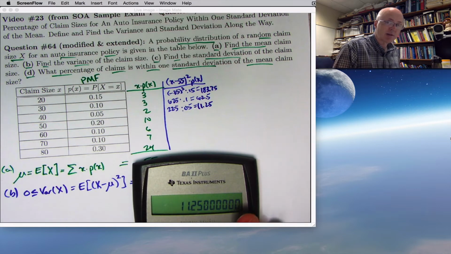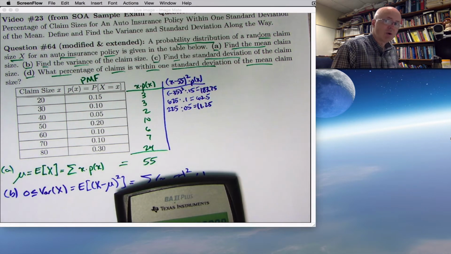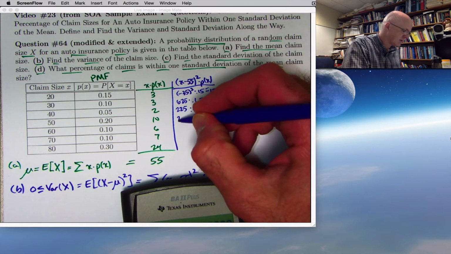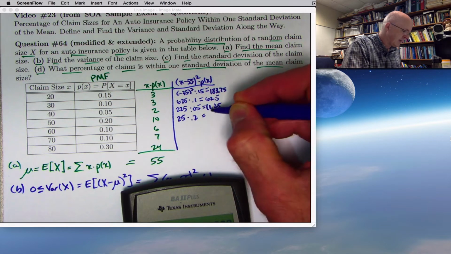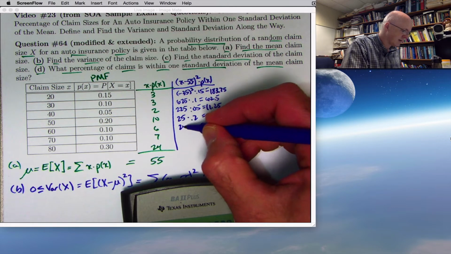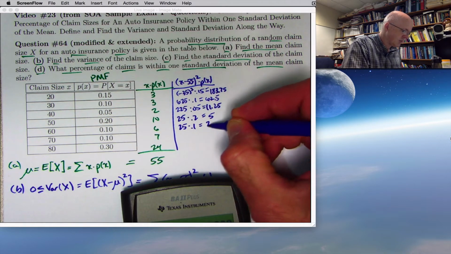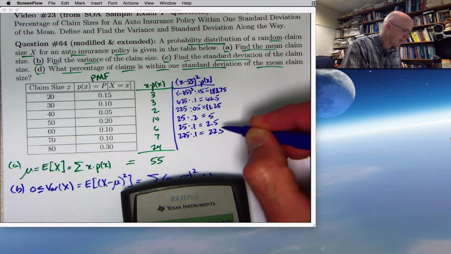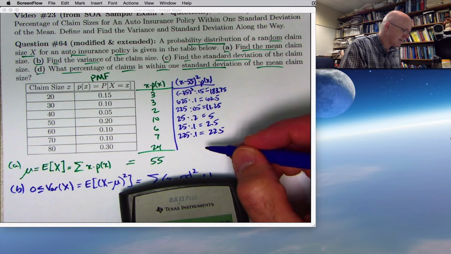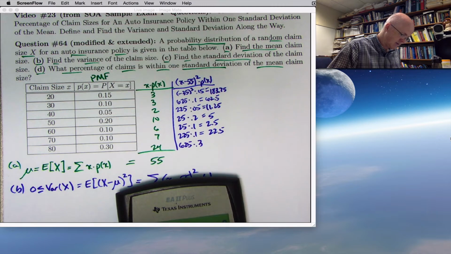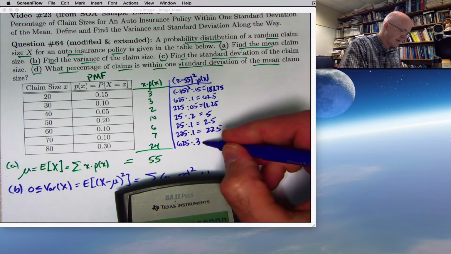Hang with me here. I know this is not pleasant, but it is important to see this at least once in your mathematical life. Next one, 50 minus 55 is negative 5. Negative 5 squared is 25 times 0.2. That will be 5. Then we have 60 minus 55 is 5. 5 squared is 25 times 0.1. That will be 2.5. 70 minus 55 is 15. 15 squared is 225 times 0.1 is 22.5. And finally, 80 minus 55 is 25. Square that, you get 625 times 0.3. 625 times 0.3 is 187.5.